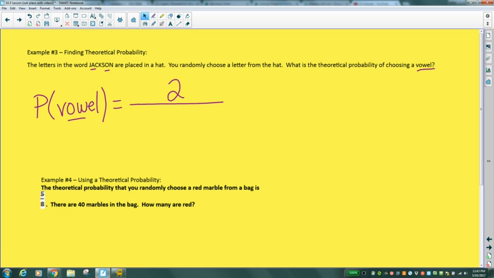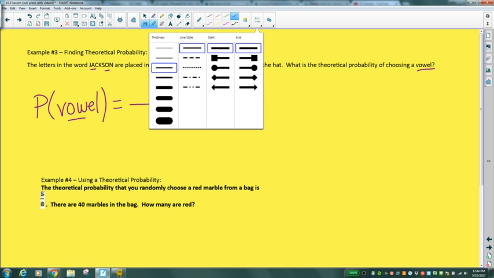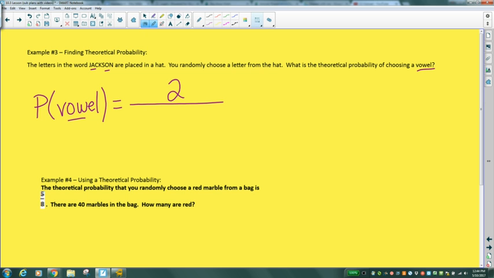The denominator is the total number of possible outcomes. So if I look at the entire word Jackson, I need to count every single letter in the word because they're all possible answers. So I have a J, an A, a C, a K, an S, an O, and an N, which is a total of 7 letters. So my probability of choosing a vowel is 2/7. Again, if you want to write it as a decimal or a percent, you can, or you can simply leave it as a fraction.